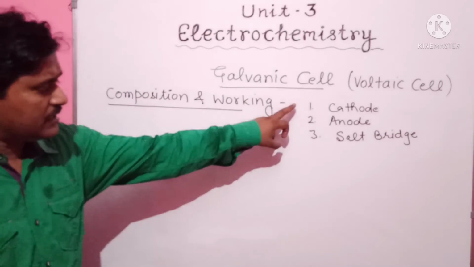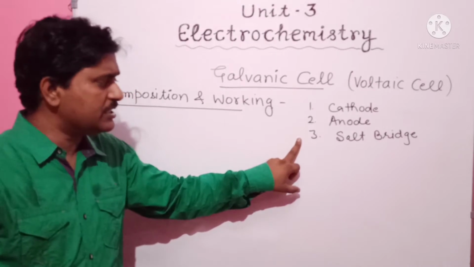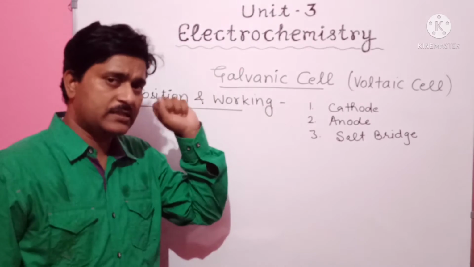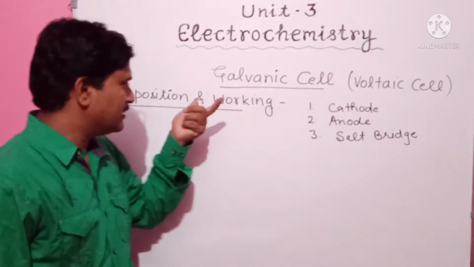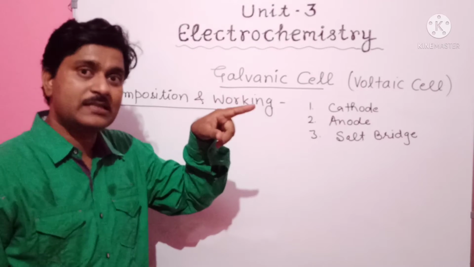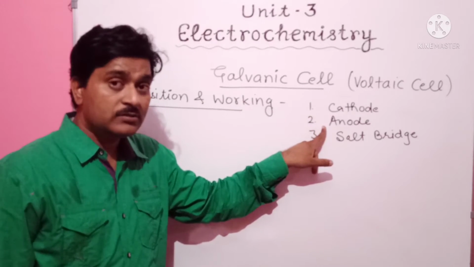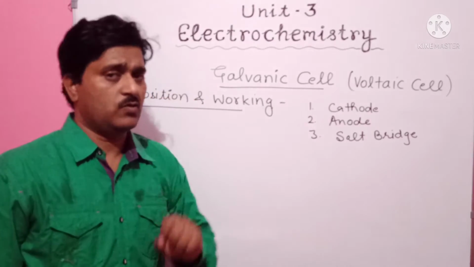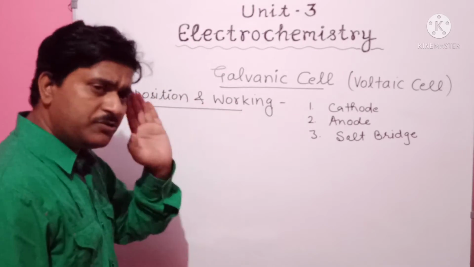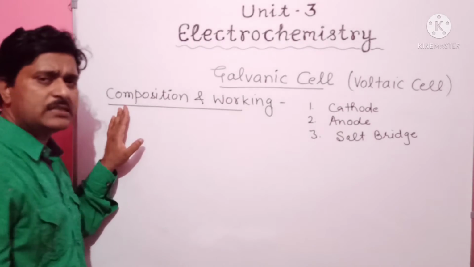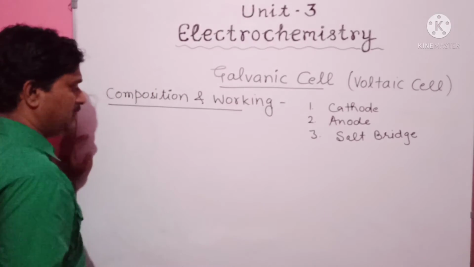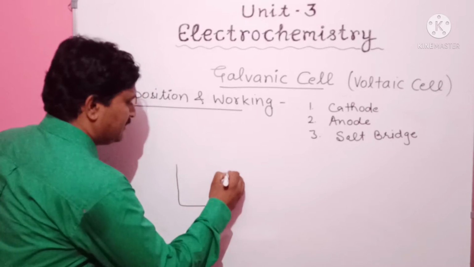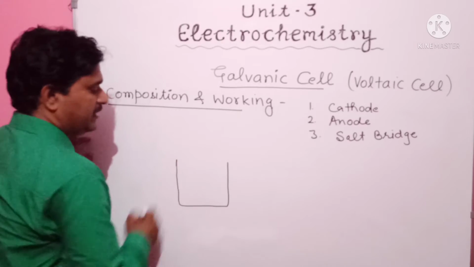Now we are going to discuss each of these three. What is the cathode? What is the anode in a galvanic cell? Working means what happens at the cathode and anode. And the third one is the salt bridge. What is the salt bridge and what is its role? First of all, we are going to discuss the composition, or we can say the structure, of the galvanic cell. How is the galvanic cell represented? That is the diagram for the galvanic cell.